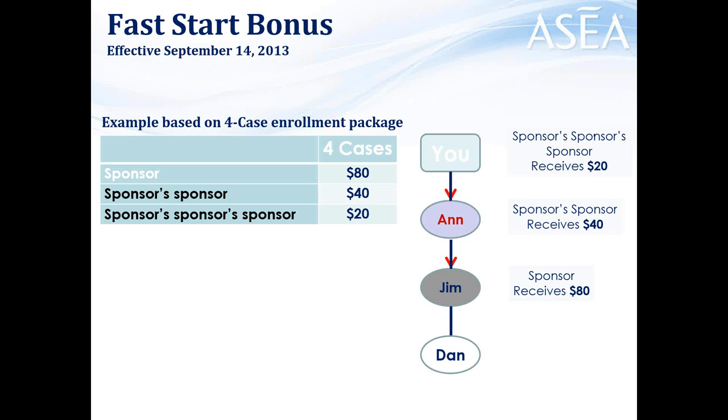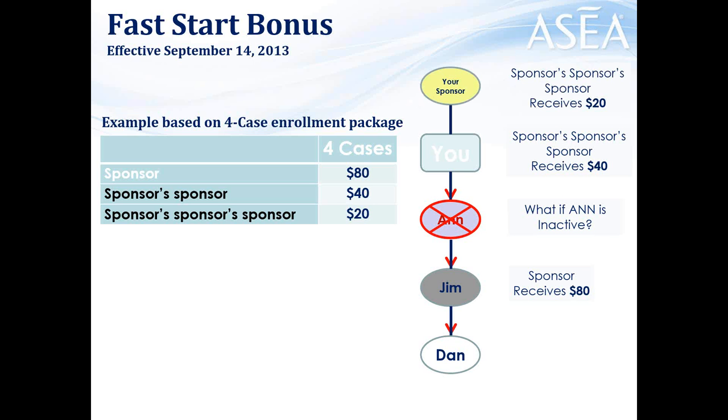So it's very easy to calculate. Whatever their enrollment package is, just take their fast start and cut that in half, and cut that in half again. That will determine how the two levels above get compensated. Okay, what if Ann's inactive? In other words, what if Ann's not on autoship? What if she hasn't purchased at least 100 PV within the last month, or had a couple customers that equated to 100 PV within the last month? Then Ann won't get the $40. You'll get the $40 in this example, and your sponsor gets the $20.